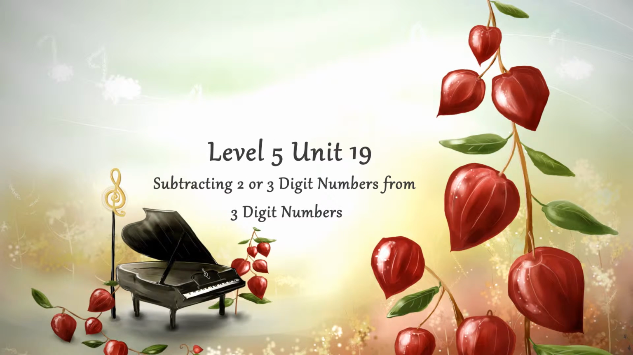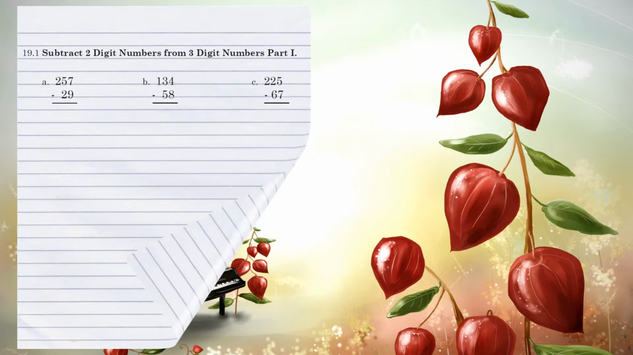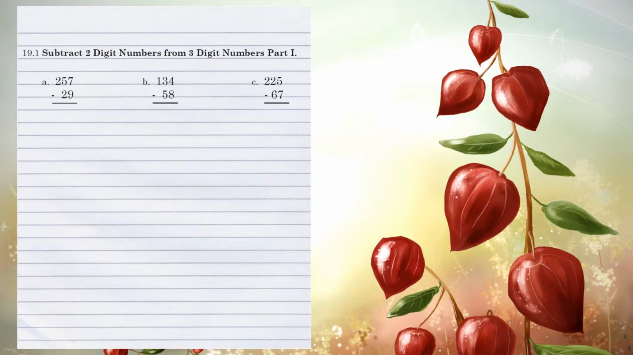Unit 19, subtracting 2 or 3-digit numbers from 3-digit numbers. Unit 19.1, we're subtracting 2-digit numbers from 3-digit numbers, Part 1. Let's look at example A.